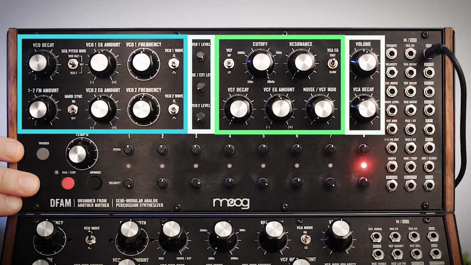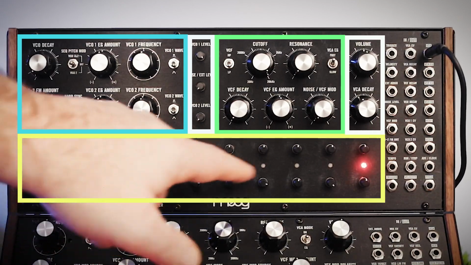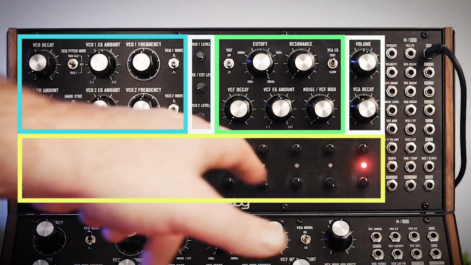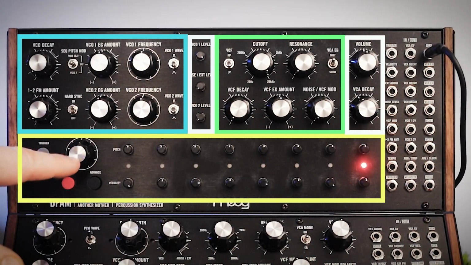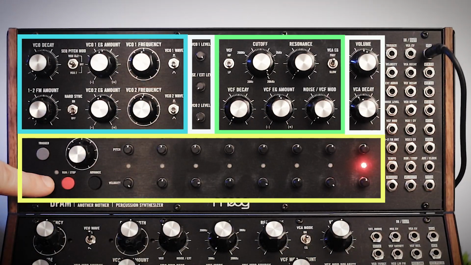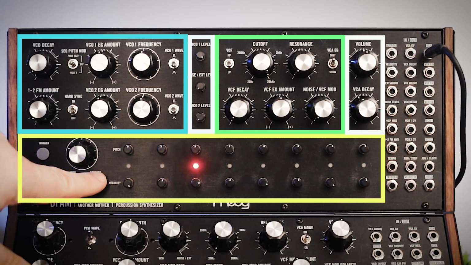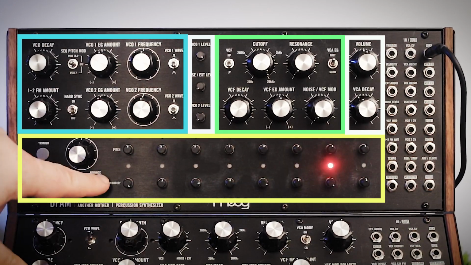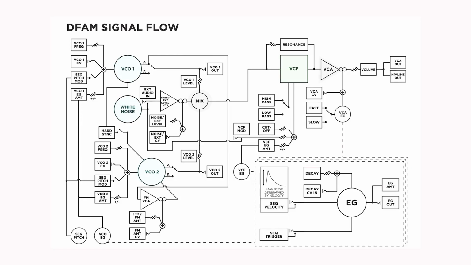The lower section is the step sequencer. It's an 8-step sequencer with velocity and pitch. Tempo control, this is the run stop function, the advance function to go to different steps, and trigger if you want to hear the sound. And that controls our general sound flow.